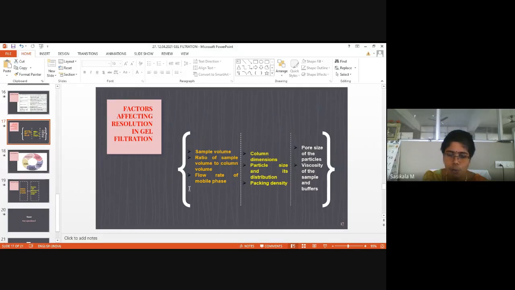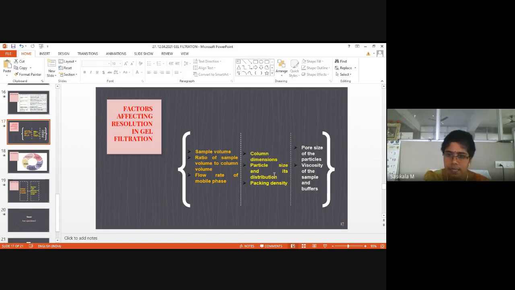Then flow rate of the mobile phase. You know that the optimum flow rate is given as 0.1 to 10 ml per minute, right? So that should be maintained to get resolution. Then column dimensions. According to the sample mixture, the column dimension is decided, either 1:100 or 1:10, 1:20. Likewise, column dimension should be decided.